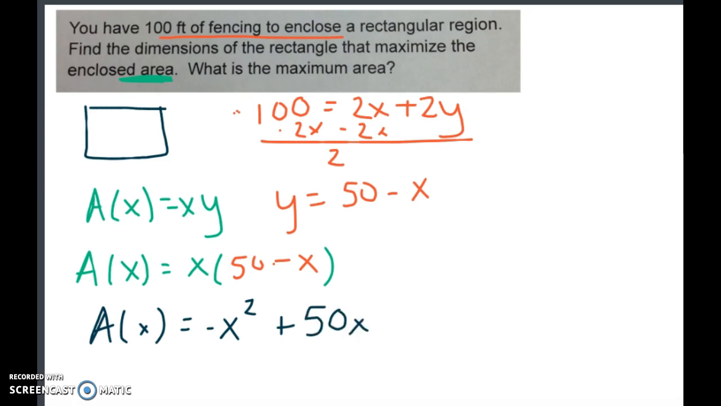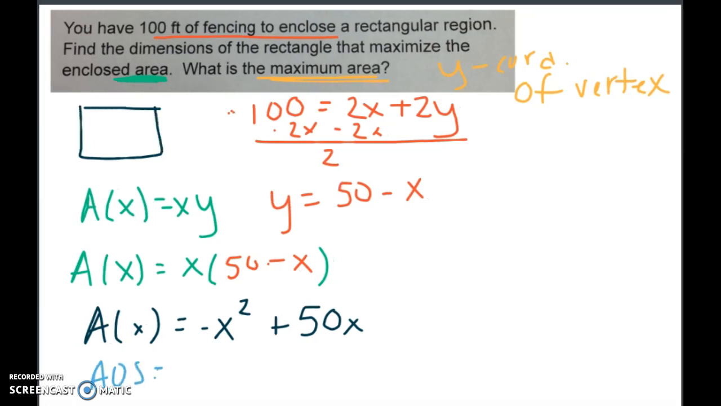Now that we have the area equation, anytime we're talking about a maximum area, that's actually talking about the y-coordinate of your vertex. So we need to go through and find the vertex. In order to do that, we need to take our axis of symmetry: x equals the opposite of b over 2 times a. That's going to be a positive 25. So when x is 25, we plug this back in.